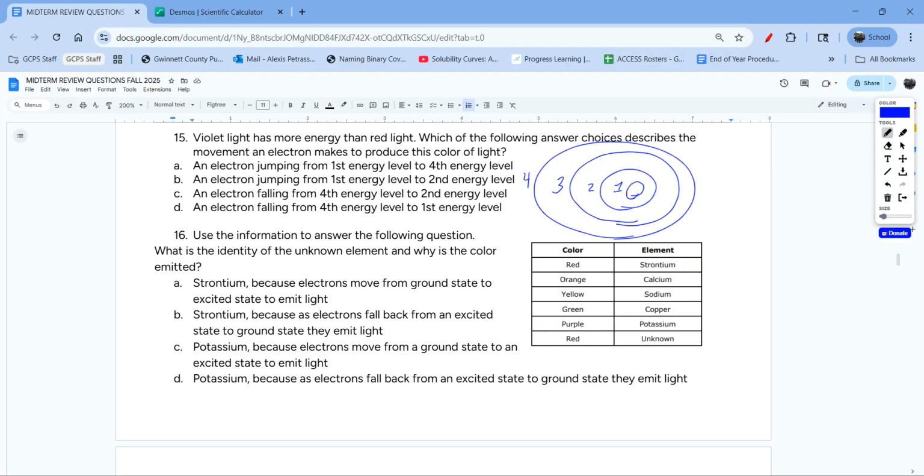So violet light has more energy than red light, so it's going to be when the electron's falling from a really far space, from really far away from the nucleus. I would say when an electron falls, like from 4 to 1. Let's see if there's anything like that. Electron jumping from first energy level to fourth energy level. So here's the thing. A lot of you are going to put that. You don't see the color when they jump. You only see the color when they fall. So I already know A and B is wrong. So let's look at C and D, because that's talking about falling. That's when you see the color.